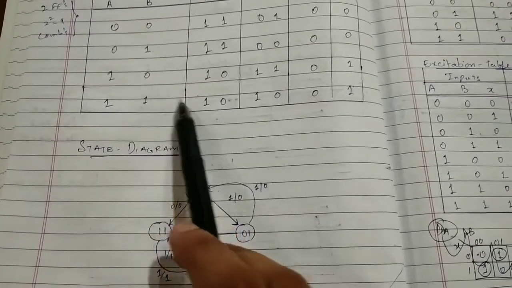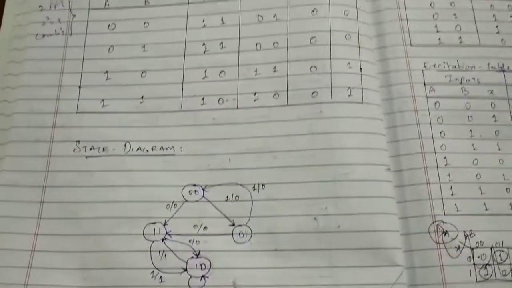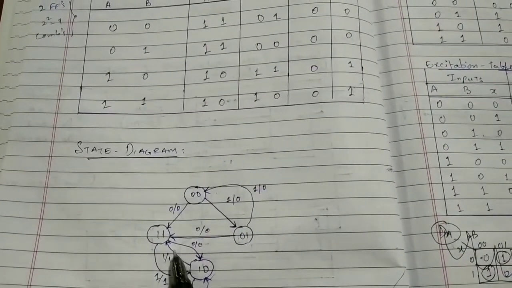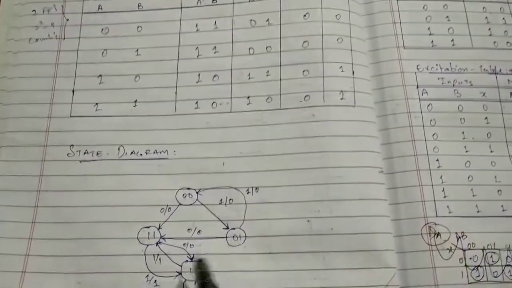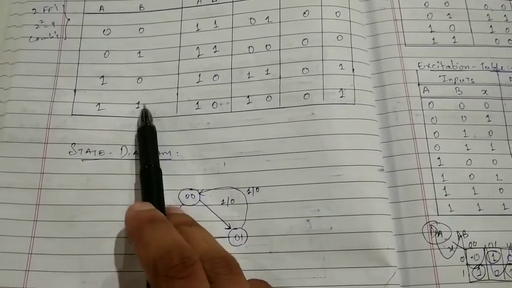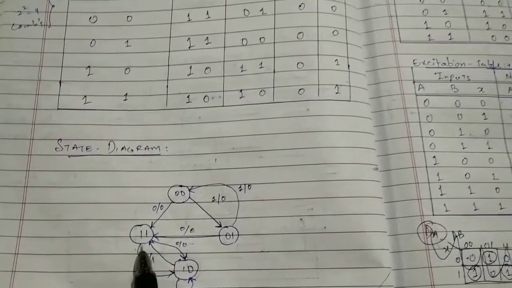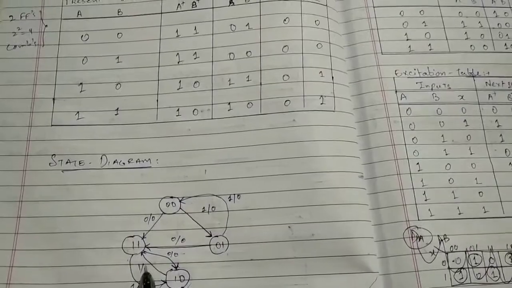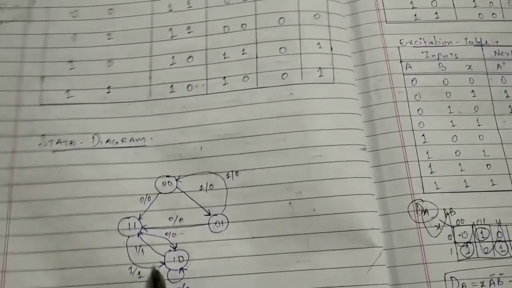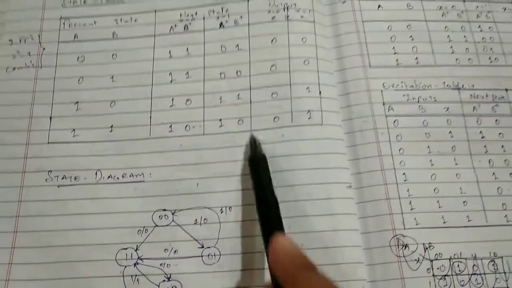For 1 0, the next state will be 1 1 for input x is equal to 1 and the output for x is equal to 1 is 1, so 1 slash 1. For 1 1, the next state is 1 0, so this arrow is when input x is equal to 0, the next state will be 1 0, and output is equal to 0.